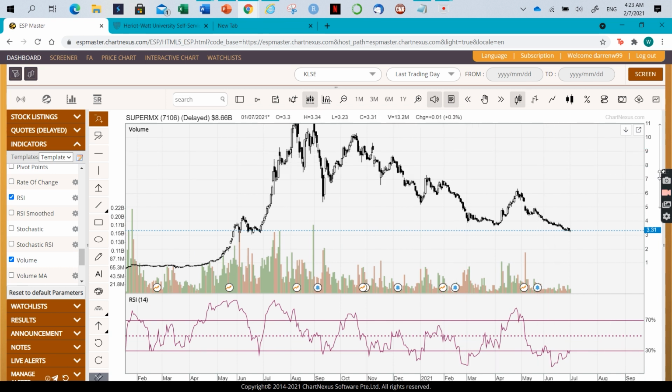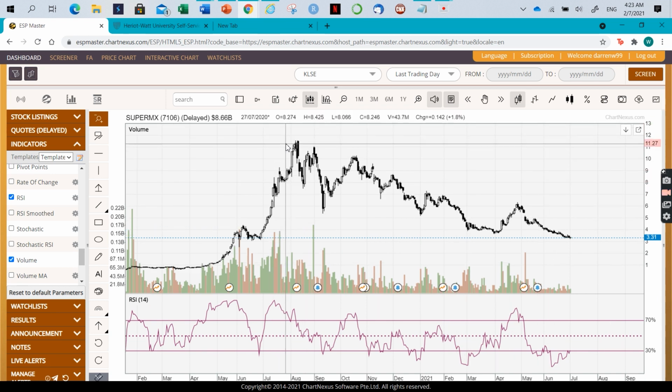So here we have Supermax, and we can see that the trend, after making a high here, has been on a very solid downtrend. And notice on the RSI that whenever the stock is making lower lows and lower highs, lower lows and lower highs, the RSI does not cross above 70. In fact, it tends to be rejected around the 50% line.